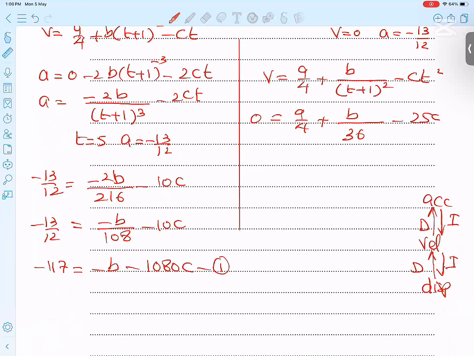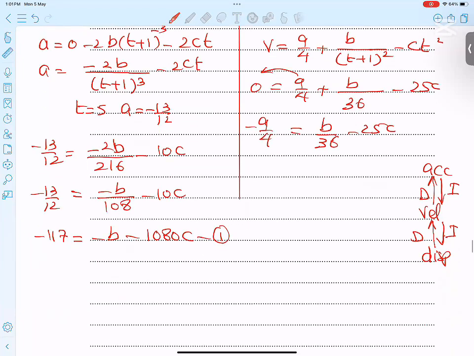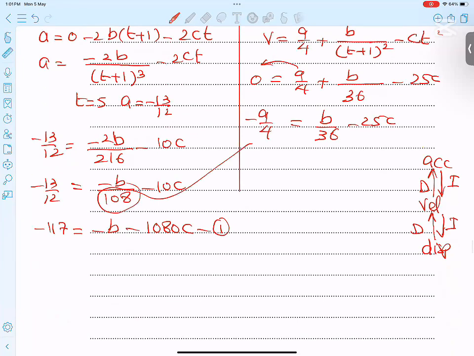Same, I will try to convert. Bring this value here. I got a value negative 904 is equal to b over 36 minus 25c. So previously I multiplied by 108. Now I multiply by the bigger number of them, which is 36. So I multiply by 36.